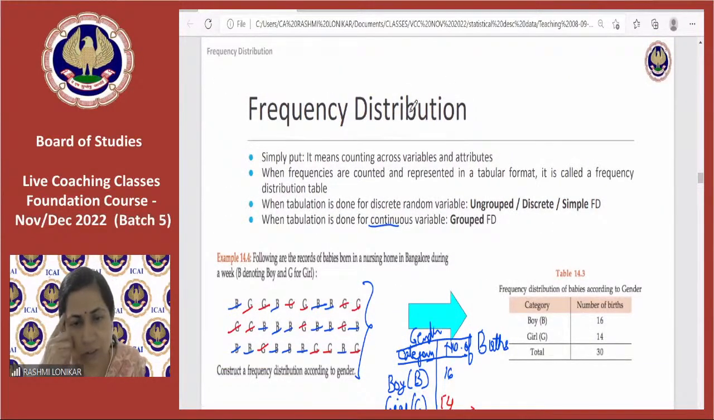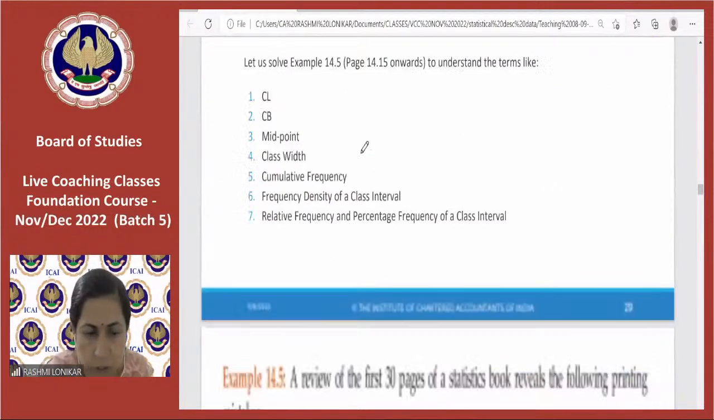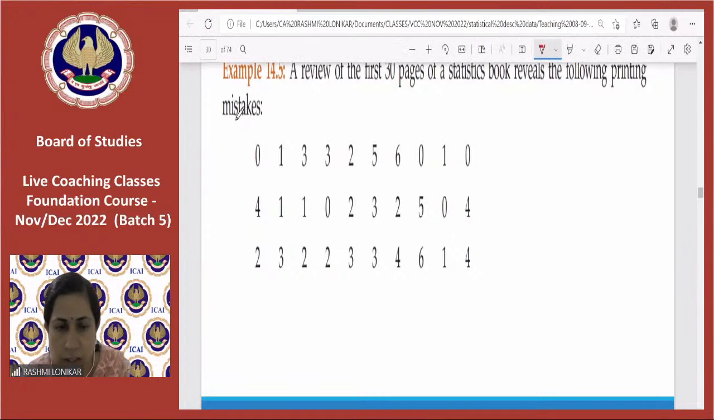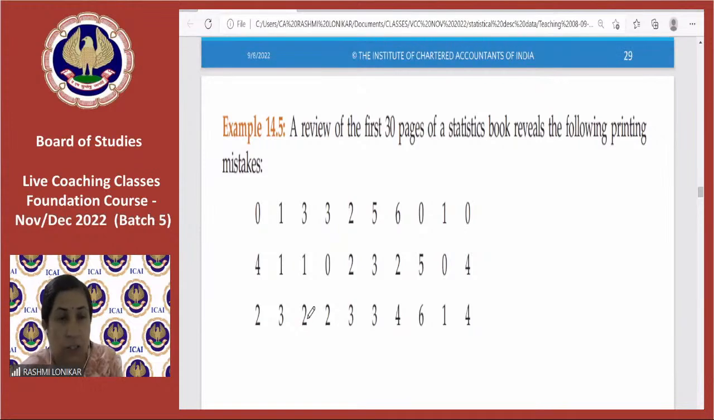So what is frequency distribution? It means counting across variables and attributes and presenting it in the tabular form is frequency distribution. A review of the first 30 pages of a statistics book reveals the following printing mistakes. From here I can see that on page number 1 there was no mistake. In page number 2 there were 4 mistakes. Page number 3 there are 2 mistakes. So if I'm taking 30 pages of a book on statistics and I count out how many printing mistakes are there, I collect this information.